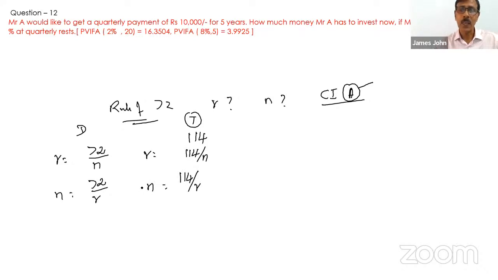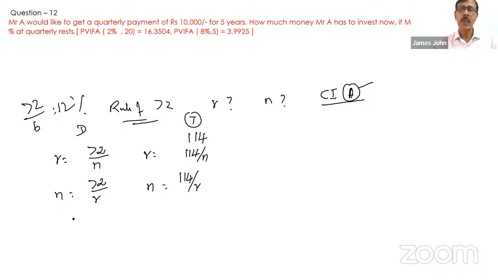That means if the rate of interest is 6%, how many years does it take to become double? If interest is annually compounding, the question will be like that. What do you have to do? 72 by 6. You will get 12 years. 12% is the interest rate.